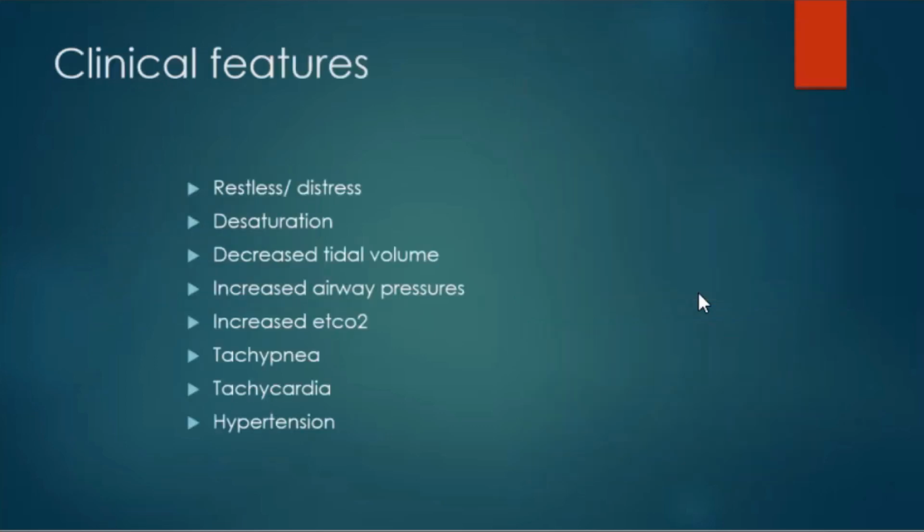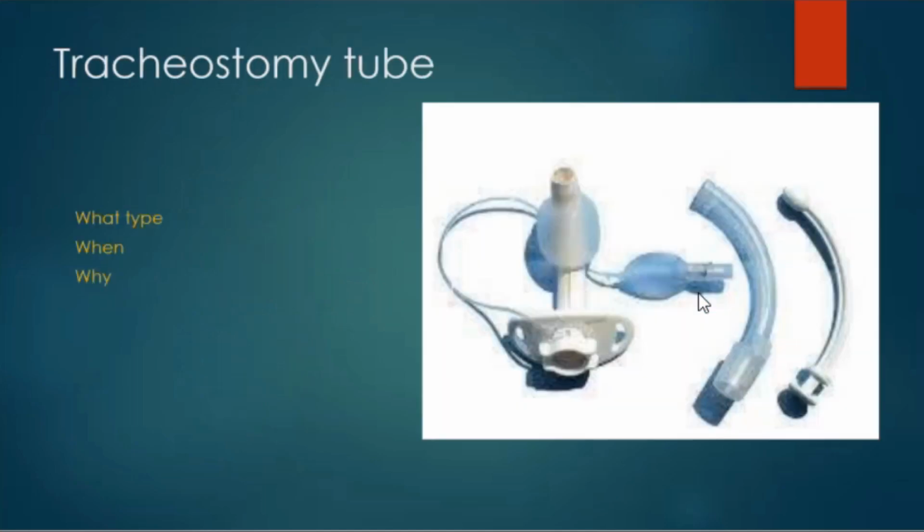So how do these patients present when they have a tube block or a false track? So usually these patients present with restlessness or desaturation. If the patient is on ventilator, they can have decreased tidal volume, increased airway pressures, and also they can have increased end-tidal carbon dioxide or PaCO2, tachypnea, tachycardia, and hypertension.